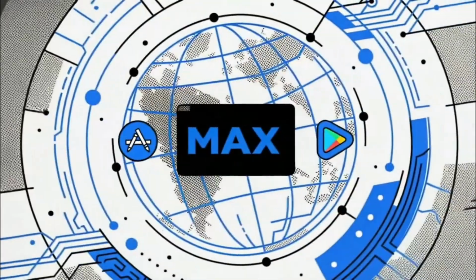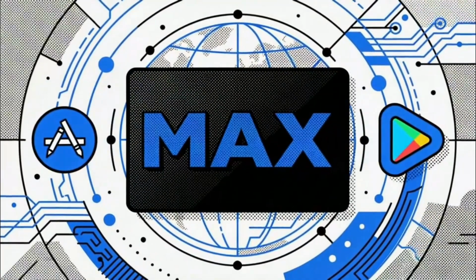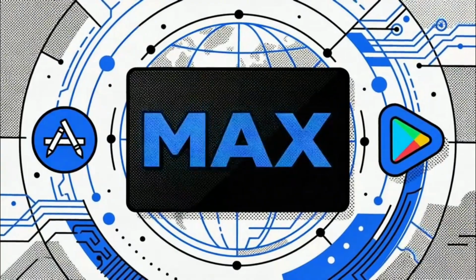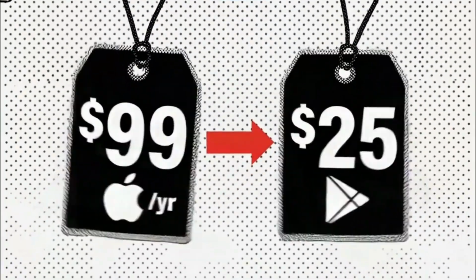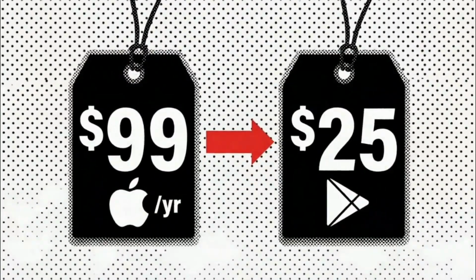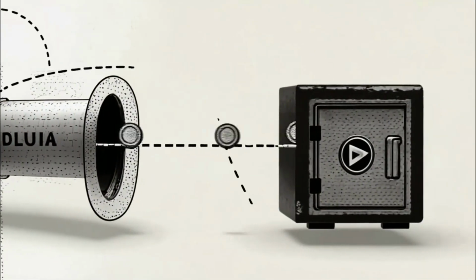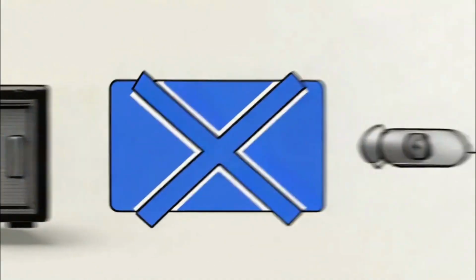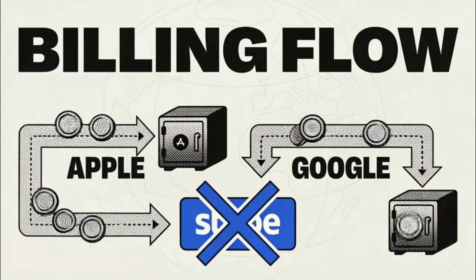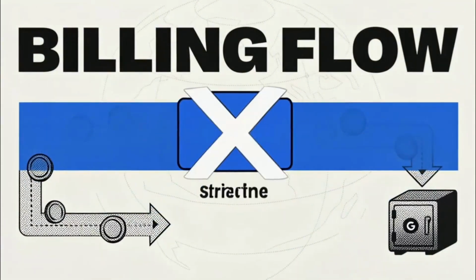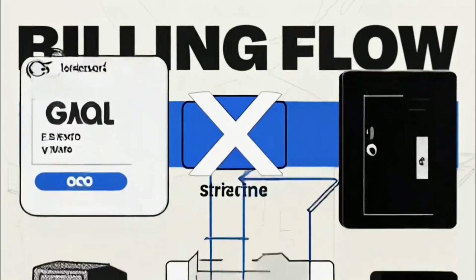Now let us stay grounded. Publishing to both stores requires Blink's Max plan. You will also need an Apple developer account at $99 per year and a Google Play developer account at $25 one time. And if you plan to charge for subscriptions inside the app, Apple and Google require their own billing systems. You cannot just drop in Stripe.